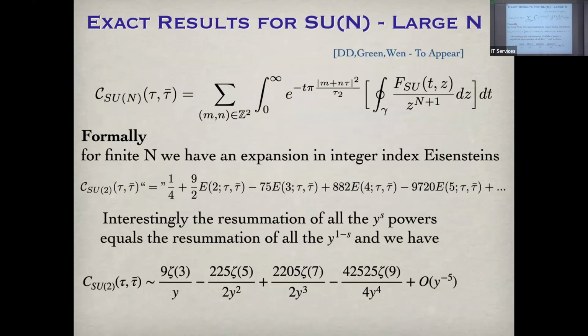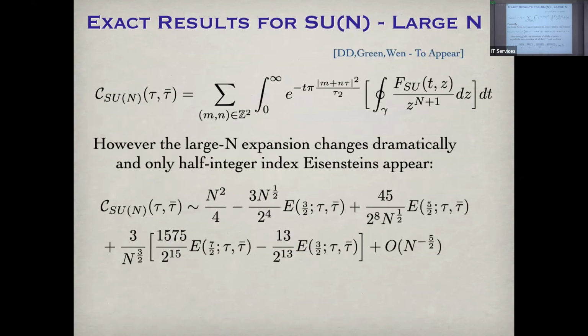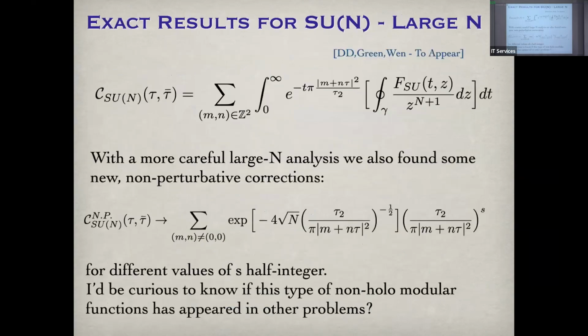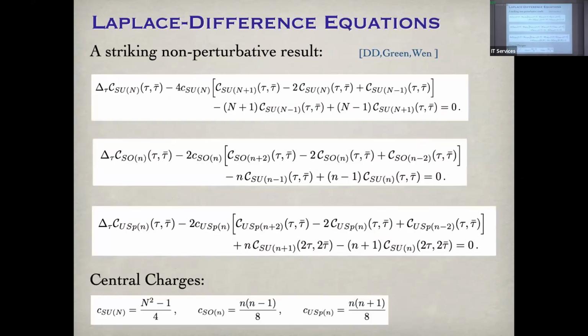Other questions? Good. So now you can start using this Laplace-difference equation to solve the SO and the USP correlators in terms of the SU correlator. Because you see in here that there is a sort of source term that relates the SO correlator to the SU correlator and the USP to the SU. The only thing of the USP is that you have a 2 tau.